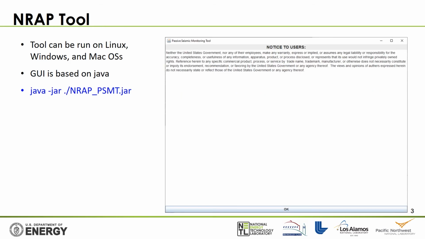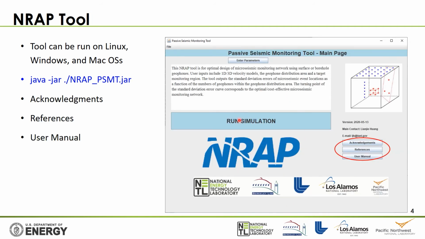The tool can be run on Linux, Windows, and Mac OS. The GUI is based on Java, and this is the command line to run the tool. The first window that pops up is this one. You click the OK button, and then this window will pop up. If you need a user manual, you can click on this button, and a window will pop up to show the user manual as a PDF file.